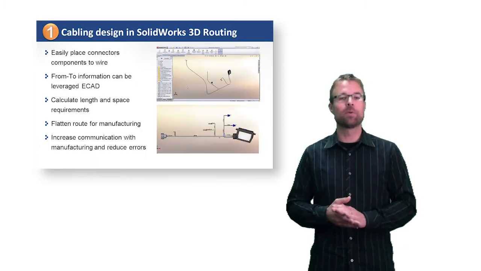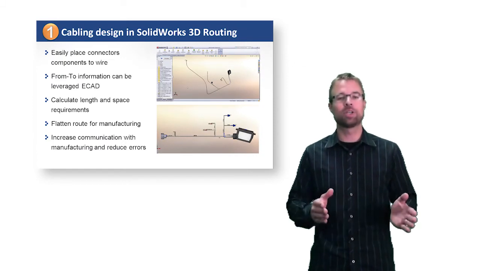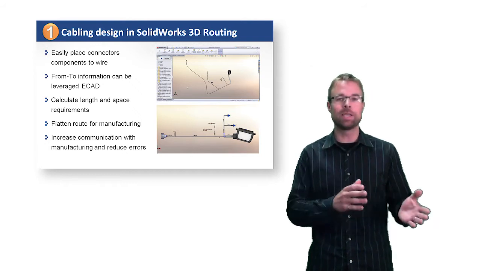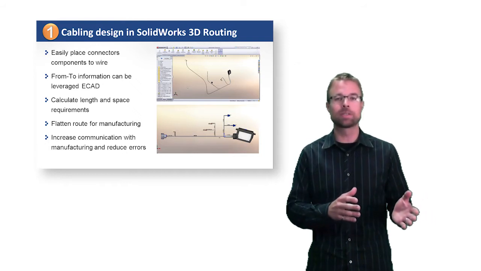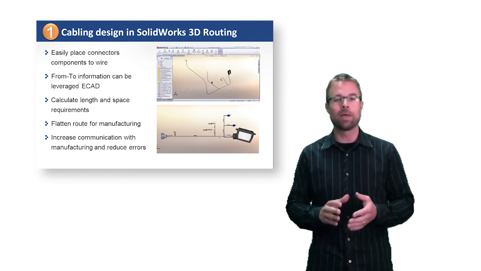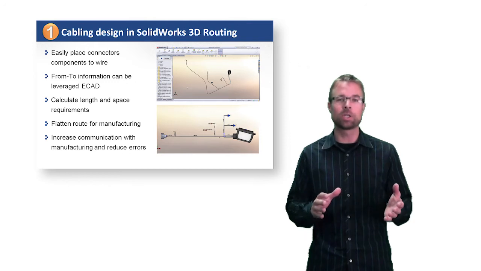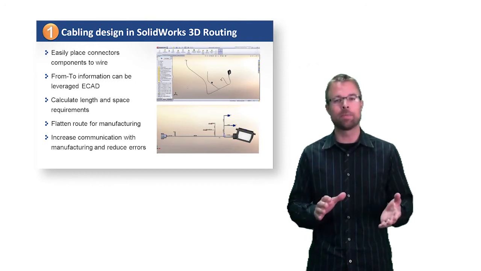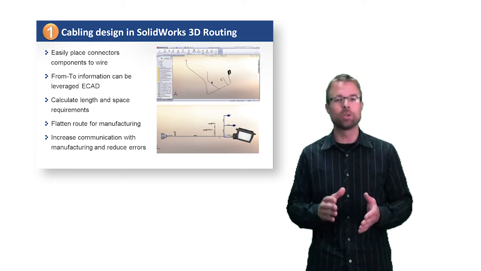The first thing I'm going to focus on is cabling design using SolidWorks 3D routing. This functionality is really nice, where we have the capability of importing a from-to list from an ECAD application such as IIIWireworks and placing the connectors around our 3D design. The logic carries over, so we see nice logic lines between the connectors, and then we can use nice techniques for interconnecting them using guidelines, converting and merging them all together.